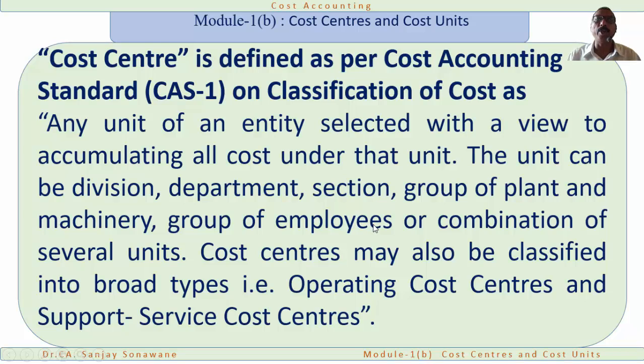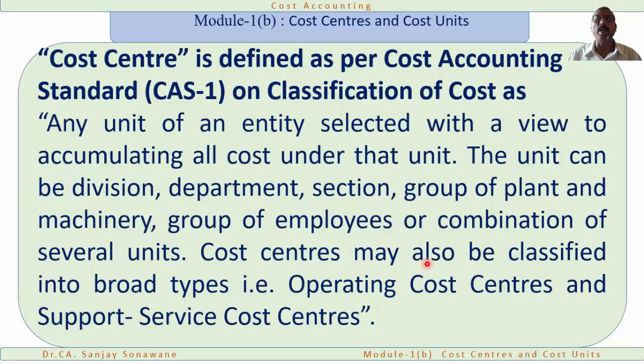So here what we do is first we identify the centers and then we find out what the respective costs for that center are. Now what are those centers? The unit can be a division, department, section, group of plants and machinery, or group of employees, or a combination of several units. So once we identify the cost center, we accumulate all the cost in that cost center and then we start analyzing how the costs are incurred in that particular center. Now let us read further.